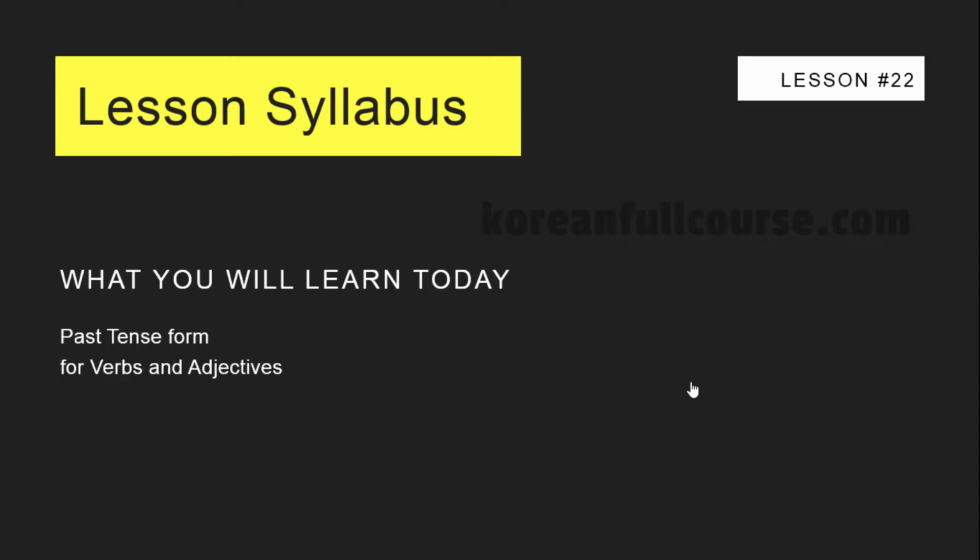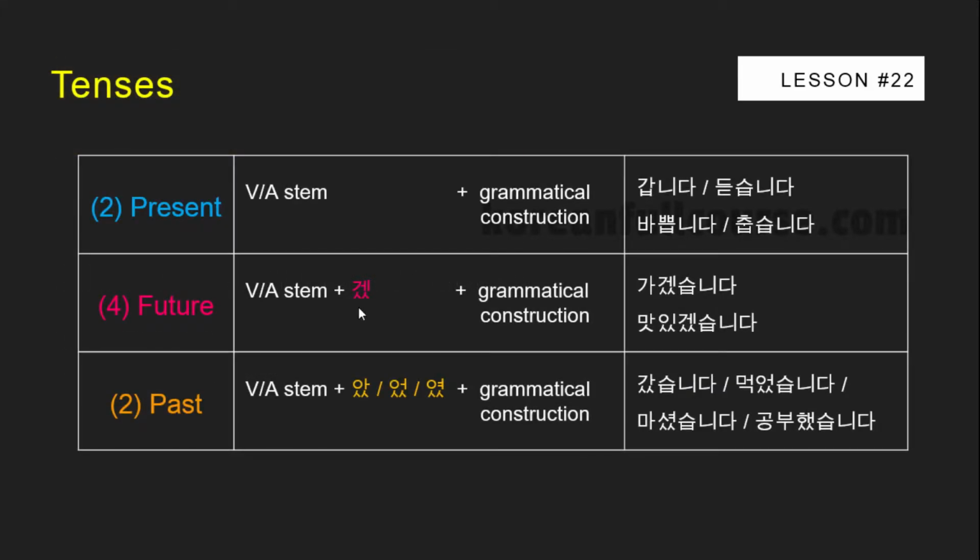Hello, welcome back. In this lesson, you will learn how to conjugate verbs and adjectives in the past tense. Unlike the present or future tenses where you have just one suffix, or nothing at all, in the past tense we have 3 suffixes. For this reason, in order to be able to conjugate any verb or adjective in the past tense fluently, you need to spend some time and effort to memorize some rules and practice.